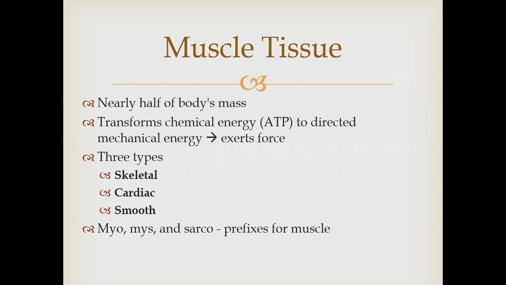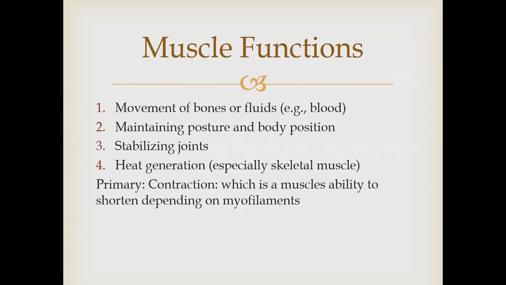Question 2, what is the primary function of the muscle system? Well, the muscle system provides movement of bones and may aid in the movement of fluids such as blood. It maintains body posture and body position by stabilizing our bones, and as I mentioned, stabilizing joints. And it also provides heat generation.